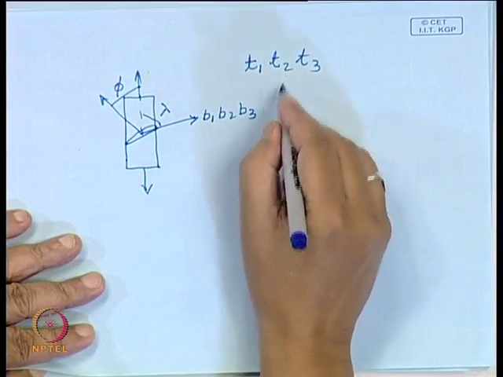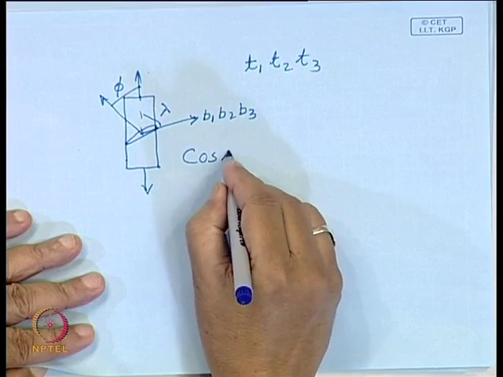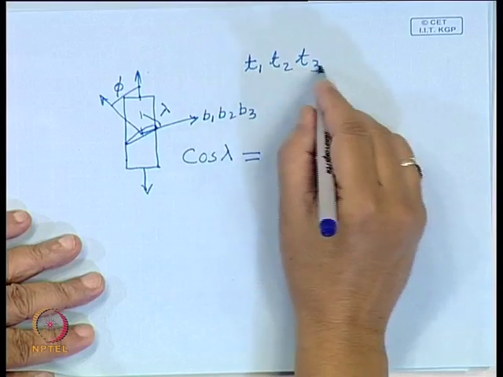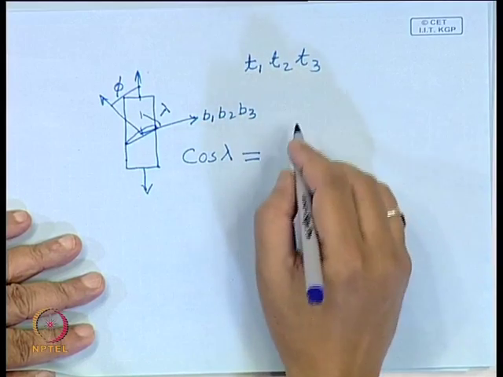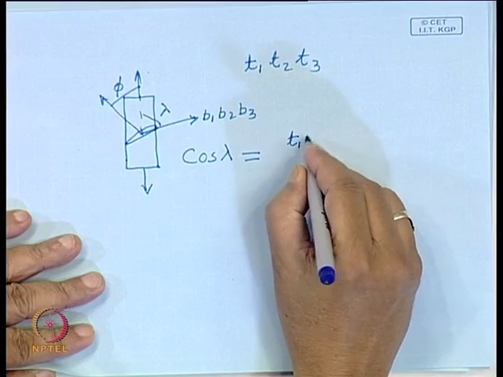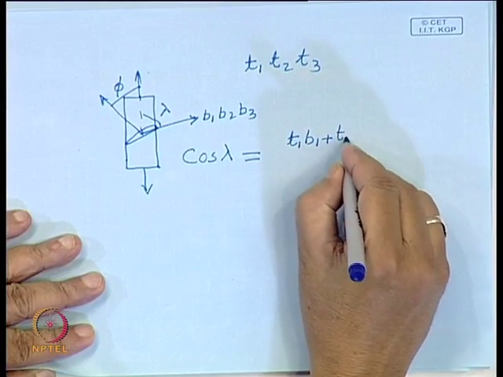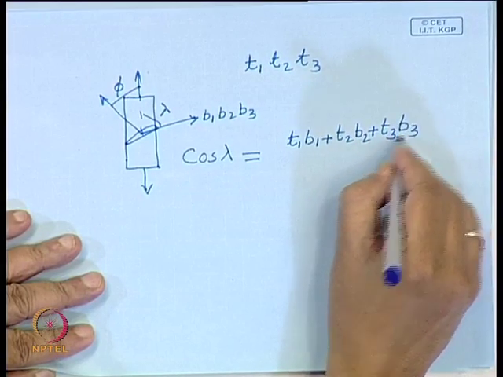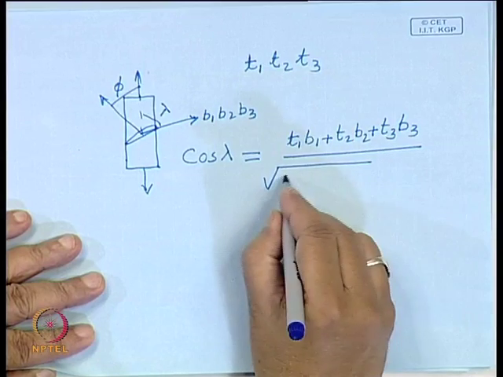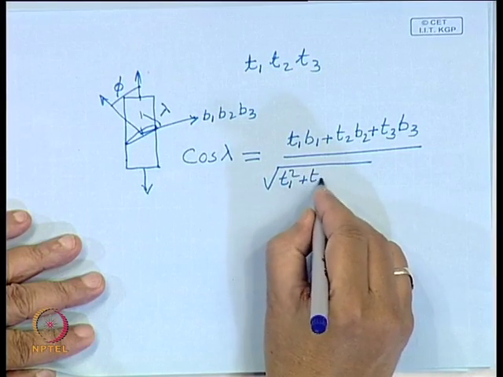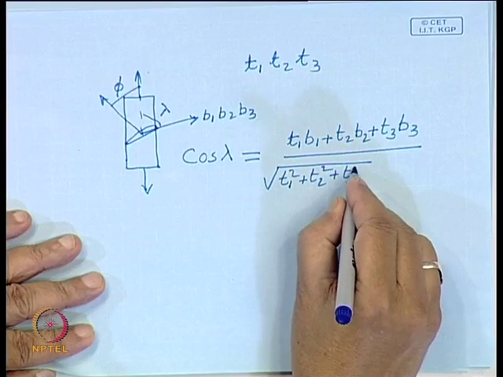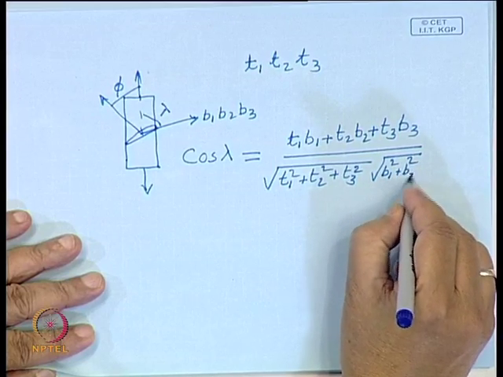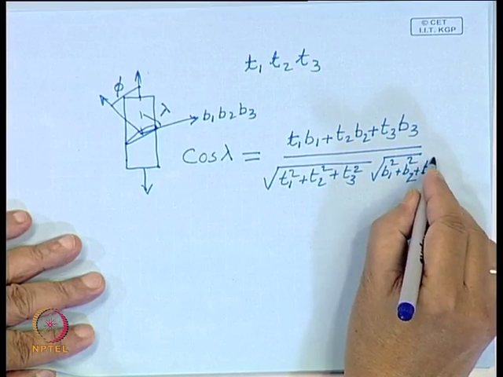So, what you need to do? You have to estimate cos lambda, and cos lambda is given by, this is a unit vector, and this also, let us say, is a unit vector in this direction, the tensile axis. So, this will be T1 B1 plus T2 B2 plus T3 B3 divided by the root over T1 square, T2 square, T3 square, similarly B1 square, B2 square, B3 square.